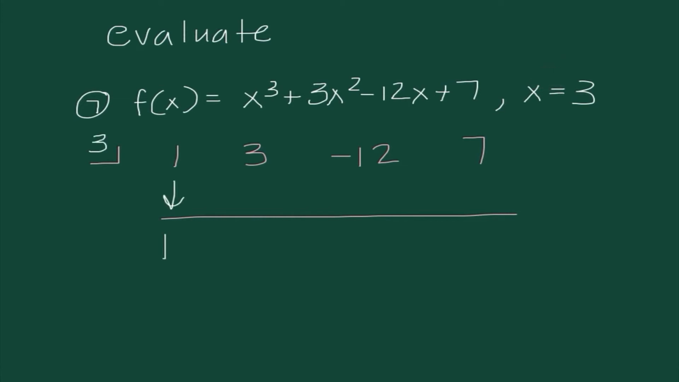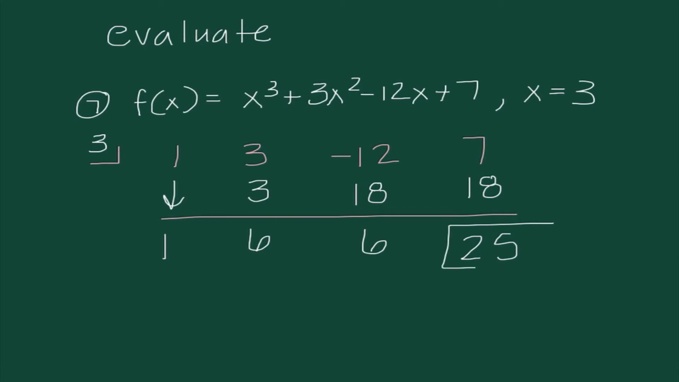I'm bringing down my 1. 1 times 3 is 3. When I add, I get 6. 6 times 3 is 18. When I add, I get 6. 6 times 3 is 18. When I add, I get 25, and this is actually our output, so our answer is 25. If you guys chose to use direct substitution, that's fine. We would also get an answer of 25.